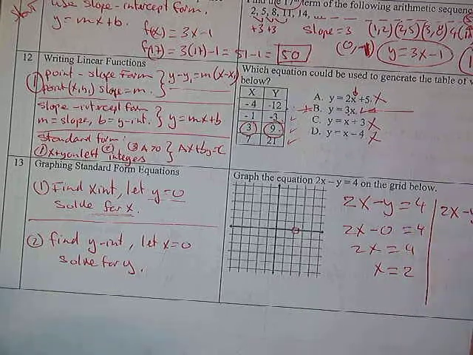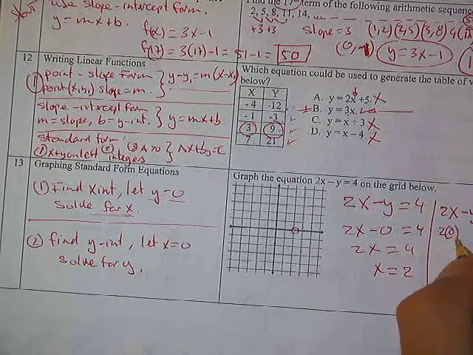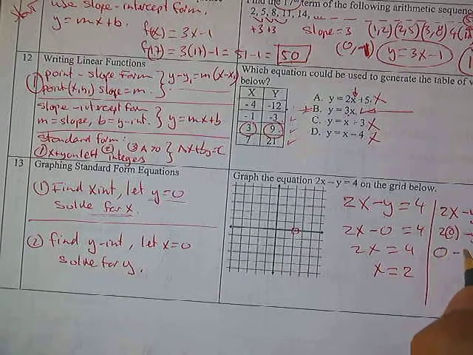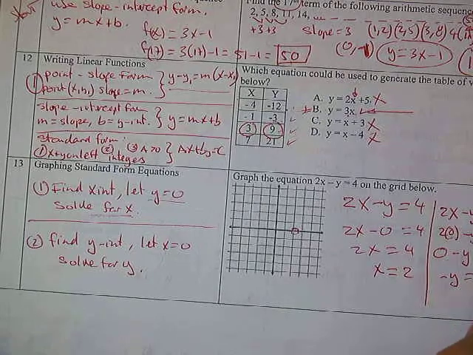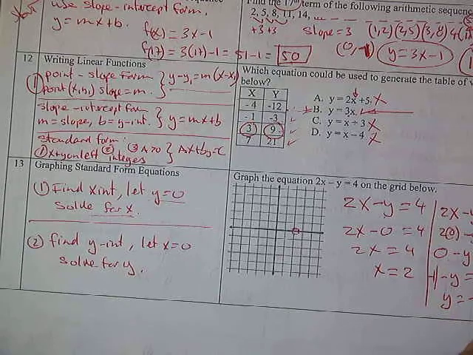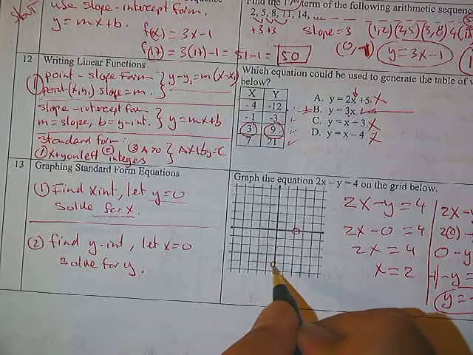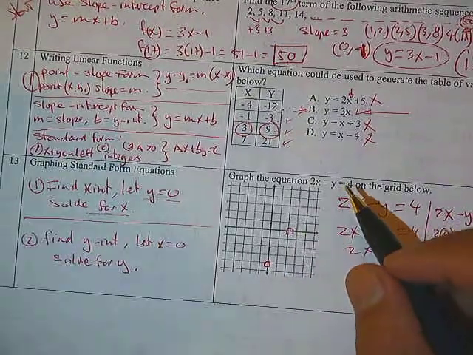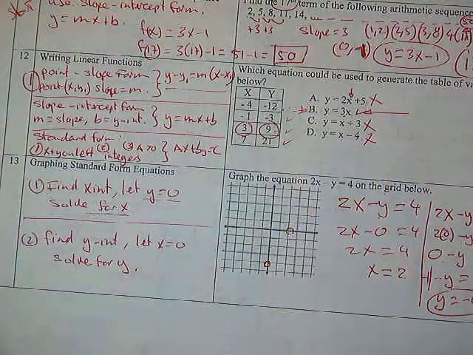So 2x minus y is equal to 4. We're solving for the y-intercept. Let x equal 0. 2 times 0 minus y is equal to 4. So 0 minus y is equal to 4. So negative y is equal to 4. If you multiply everything by negative 1, you have y is equal to negative 4. So y is negative 4. 1, 2, 3, 4. Right.